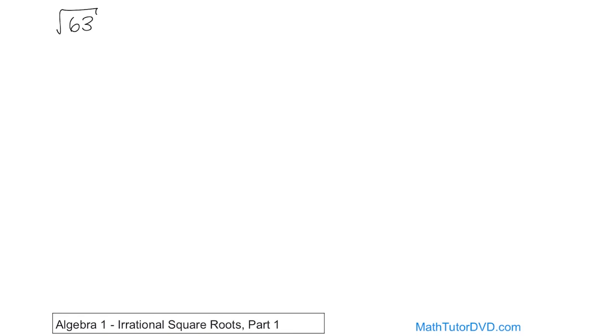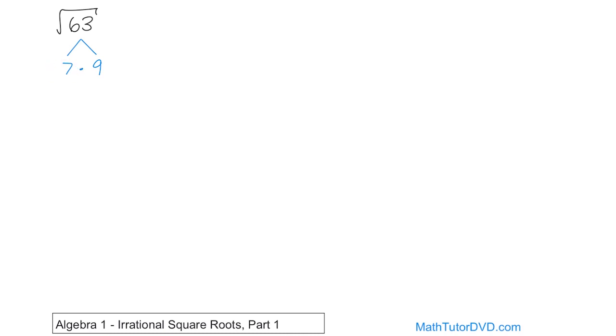So we do a factor tree like we've been doing all this time. You have to ask yourself, what times what is going to give you 63? The one that comes to mind is 7 times 9. 7 times 9 is 63. So we don't have any kind of pairs. We can't pull anything out.